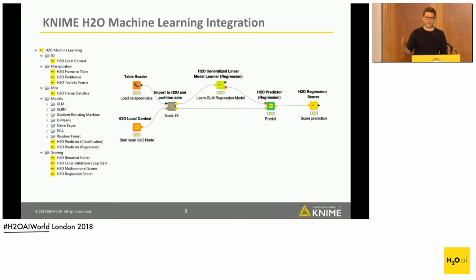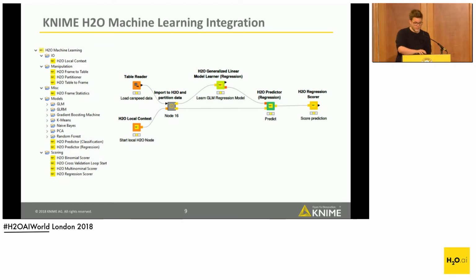And this is a typical workflow where we actually use H2O in KNIME. What you see on the left is this H2O Local Context node, right? If you execute this H2O Local Context node, what we do internally is we start up an H2O cloud in KNIME, locally on your local machine. I will talk about remote machines later, which is then used by our nodes to actually do the machine learning.